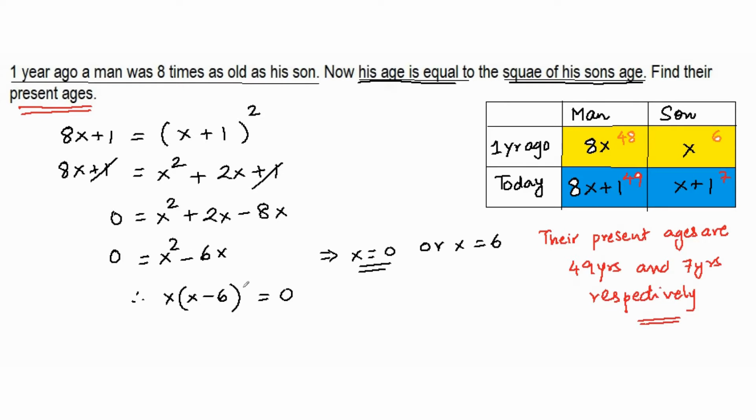So after I made this equation, then I just solved for x, and mind you, here x was the age of the son 1 year ago, right? That is why you have to be really careful. Don't write the answer as 0 or 6, or don't even write the answer as 6, because 6 is the age of the son 1 year ago, and they are asking us the present age. So we have to find these ages, that is 8x plus 1 and x plus 1. So this is how we go about this particular problem. Pausing for a minute before I move on to the next one.